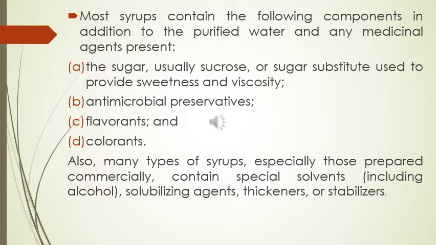Syrups are generally preferred for the pediatric patient. So, taste, odor is an important criteria which has to be considered during formulation. So, we'll discuss the components of the syrup. So, along with the medicament and the vehicle, that is water, the first important ingredient is this sugar. Usually, sucrose is added or any substitute of sucrose is added, which will impart sweetness and it will give good viscosity to the formulation.